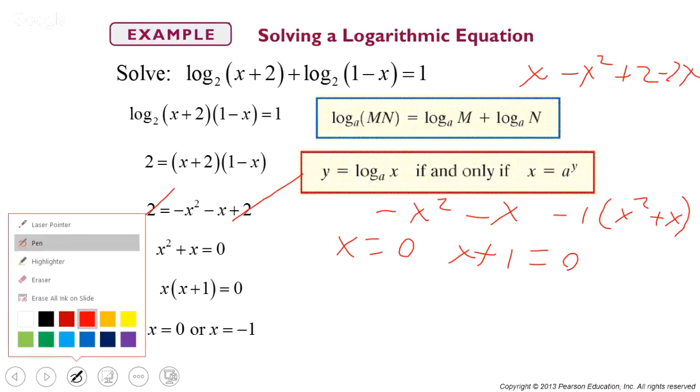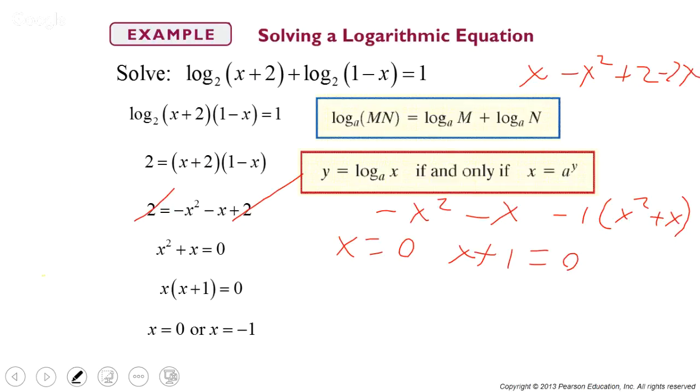Once again, I need to check to make sure that both those solutions are real solutions, not extraneous solutions. So I plug in 0. I plug in 0 for x here, and 0 plus 2, it works. I plug in 0 here, 1 minus 0 is 1, it works. So 0 is a solution. I plug in negative 1. Negative 1 here, negative 1 plus 2 is a positive 1. It works. 1 minus a negative 1, well, minus a negative is plus a positive, is 2, so that is positive.